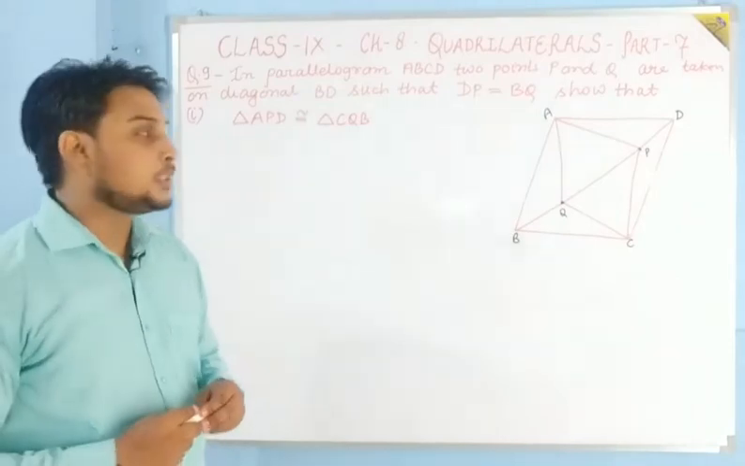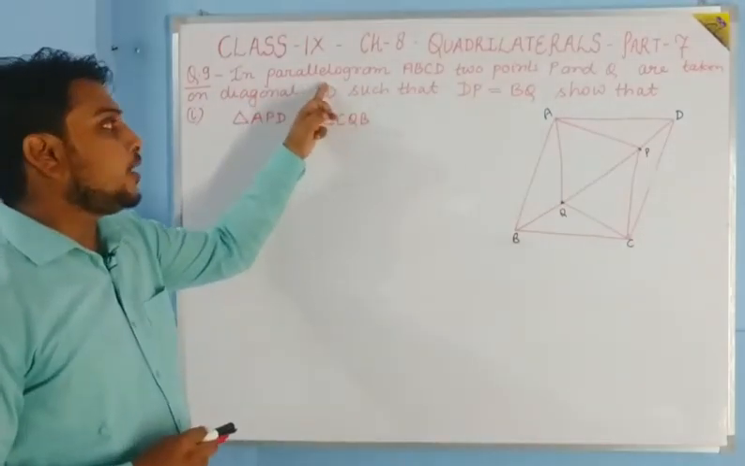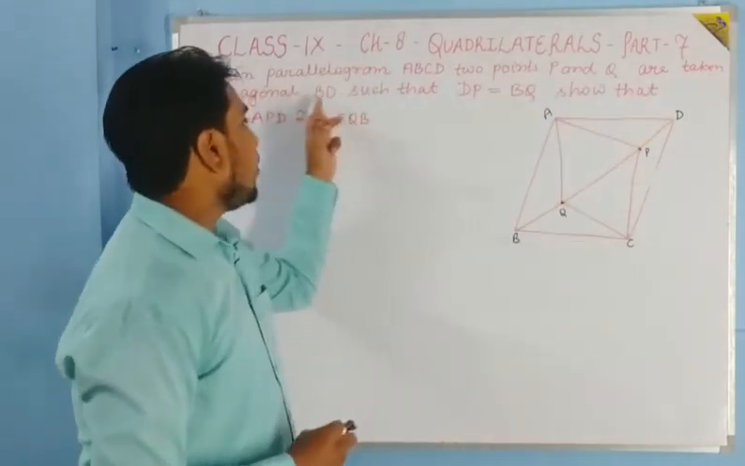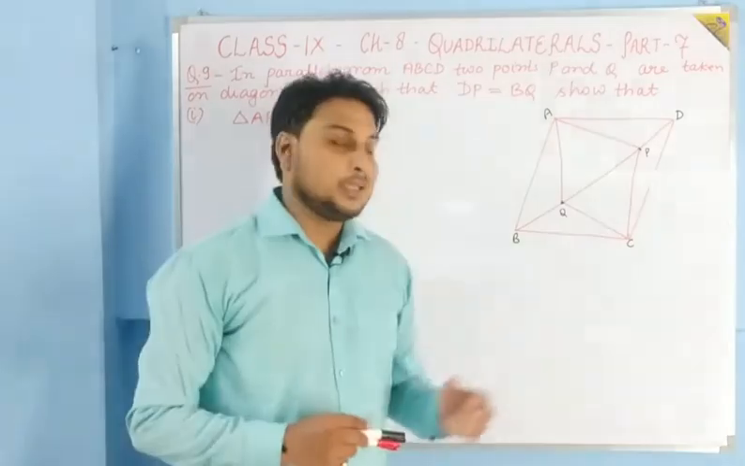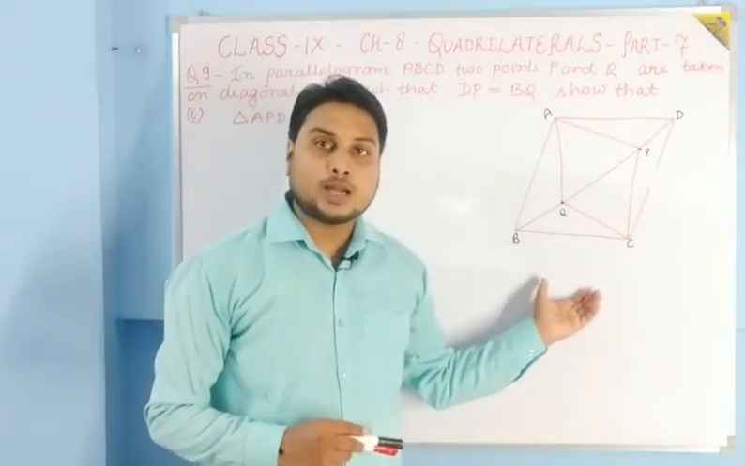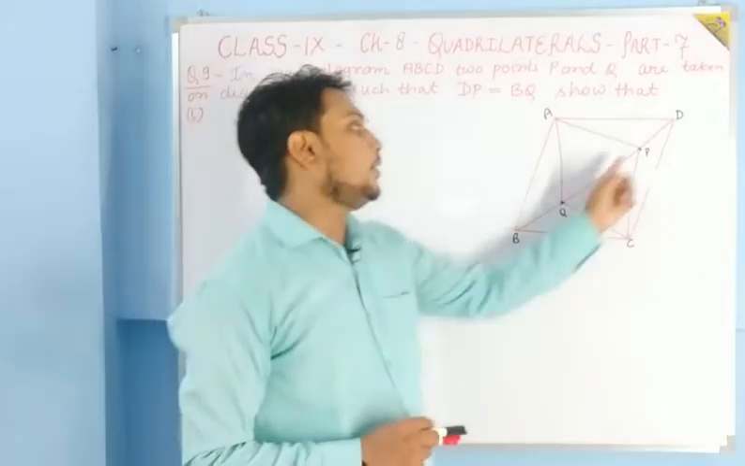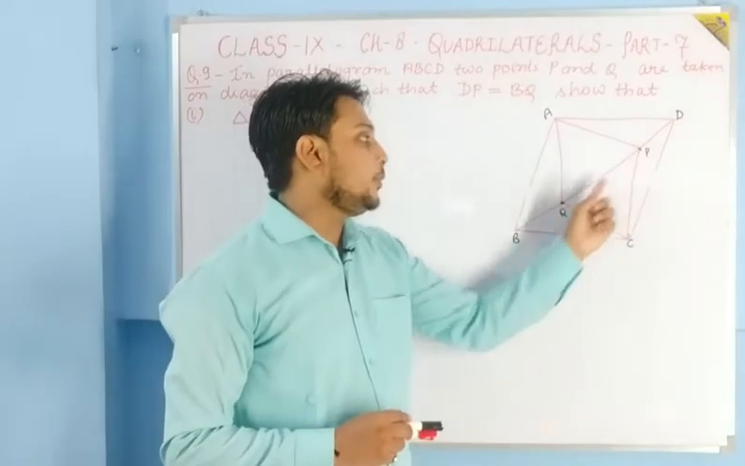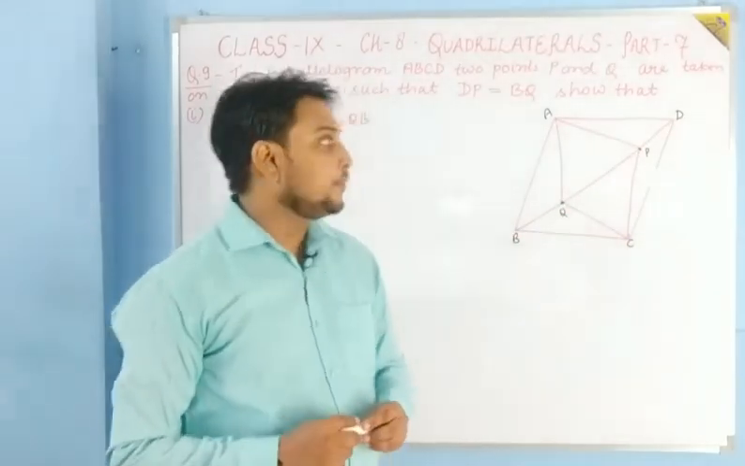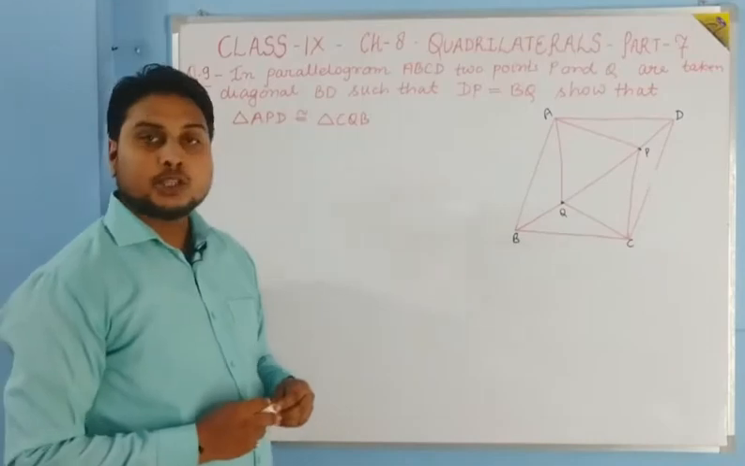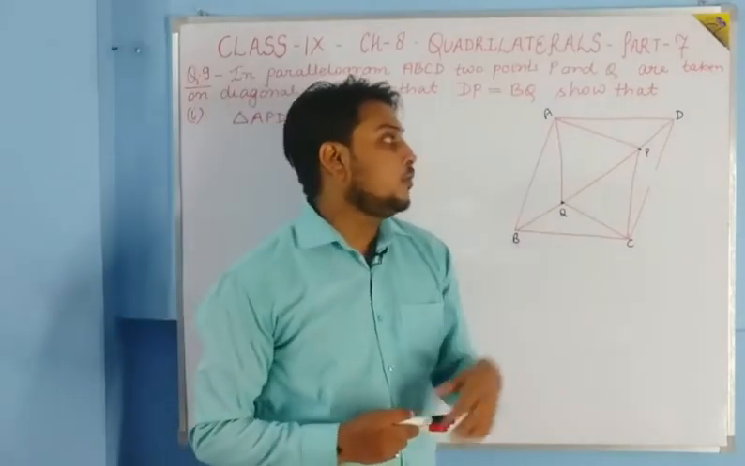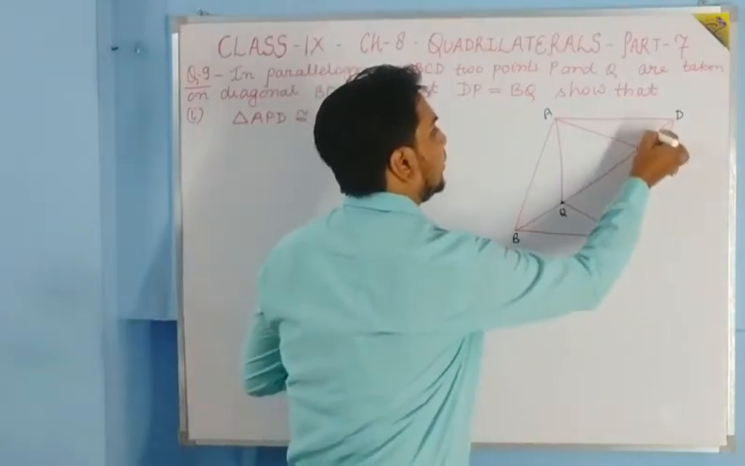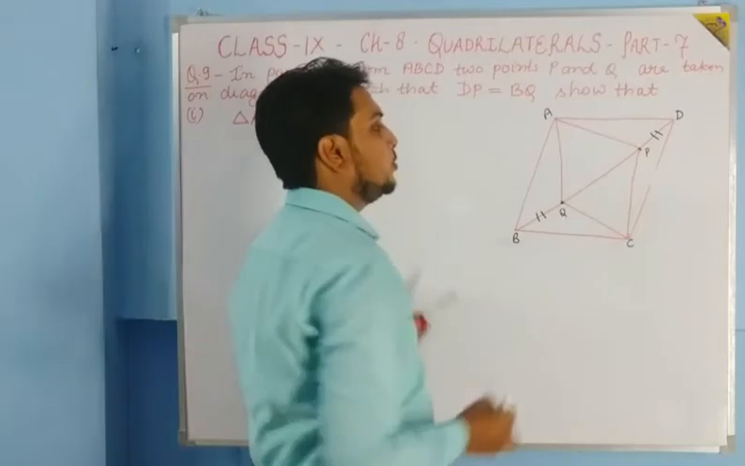So the question is, in parallelogram ABCD, 2 points P and Q are taken on diagonal BD. See, this shape ABCD is a parallelogram. And this is the diagonal BD, and on this diagonal 2 points are taken, the point P and the point Q. These points are taken such that the distance DP is equal to BQ.